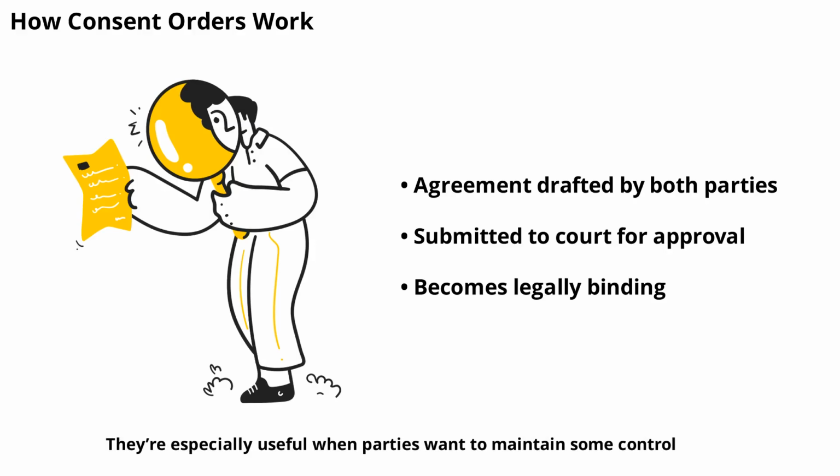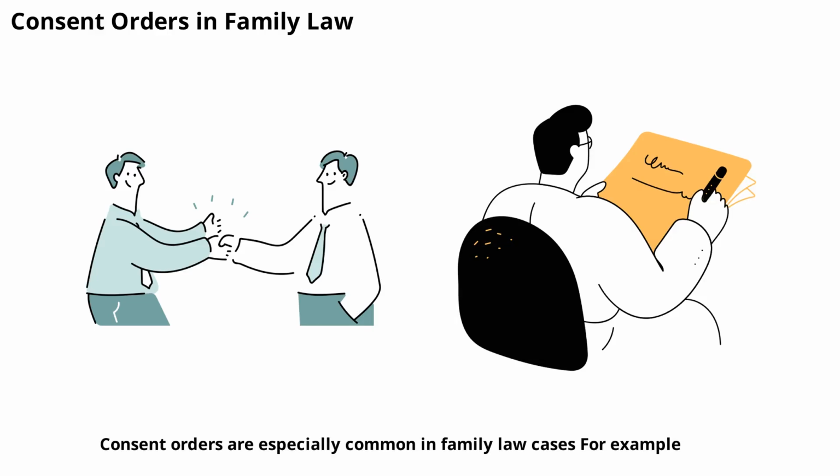They're especially useful when parties want to maintain some control over the outcome rather than leaving everything up to a judge. Consent orders are especially common in family law cases. For example, when a couple divorces, they might agree on how to divide property, handle child custody, or arrange financial support. Instead of arguing these issues in court, they can negotiate terms privately and submit their agreement as a consent order. The court reviews the agreement to ensure it's fair to everyone involved, especially children. Once approved, the consent order has the same legal force as any other court order. This approach often reduces stress and conflict, making the process smoother for families.